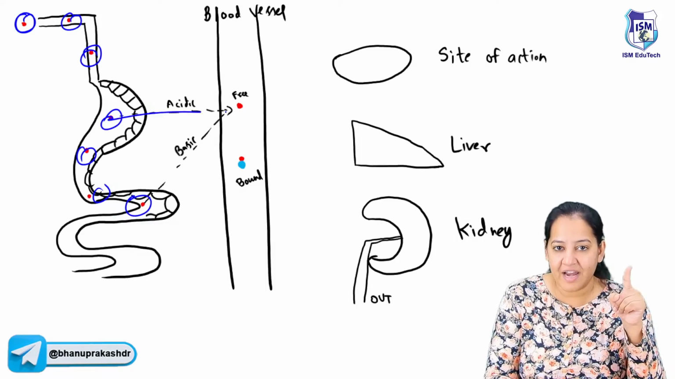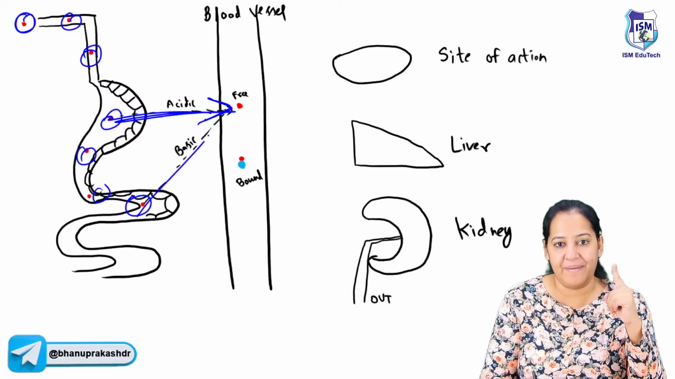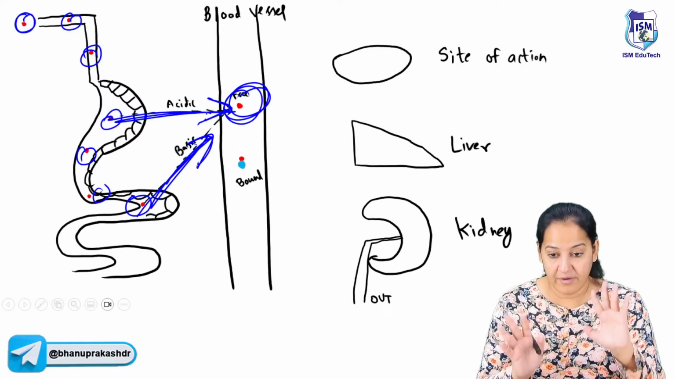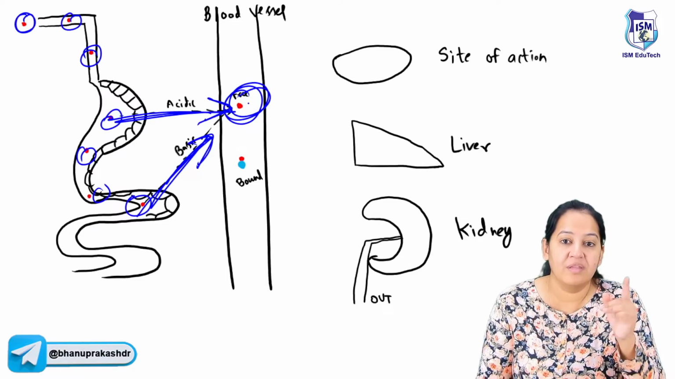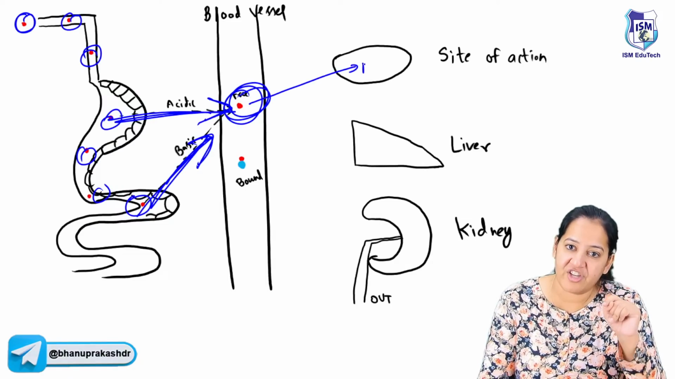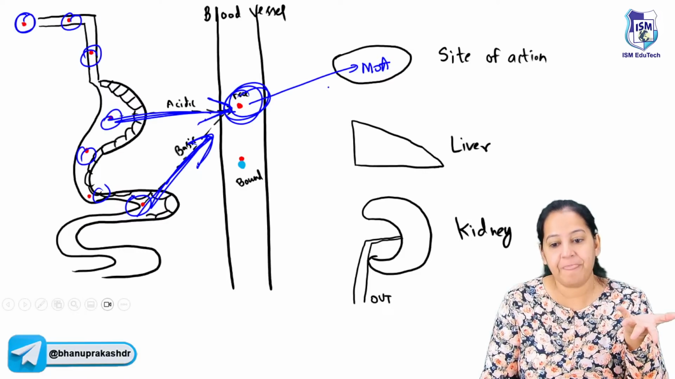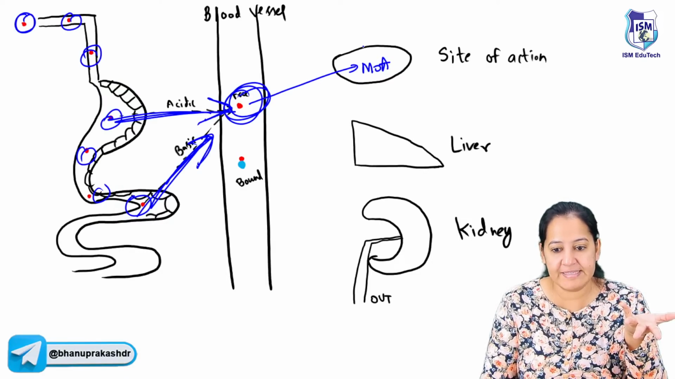The acidic drugs are absorbed from acidic medium and the basic drugs are absorbed from basic medium. Ultimately, the drug reaches the blood. Now, what am I supposed to do? This drug is supposed to go to the site of action and show its mechanism of action. Yes or no?